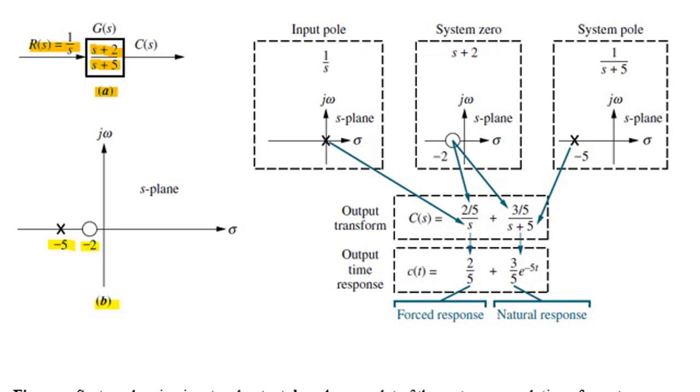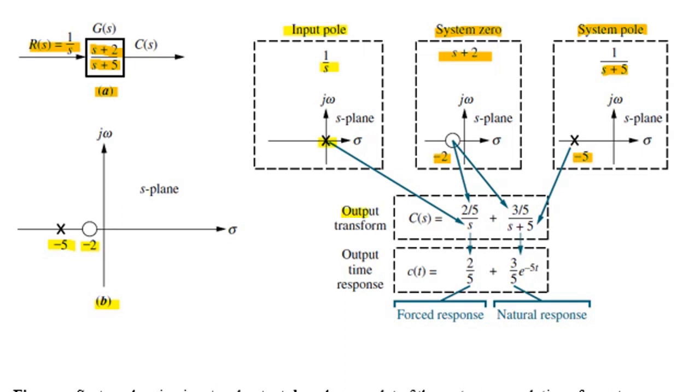Now if you look at figure C, in this we have 3 pole-zero plots. The first plot represents the pole of the input, which is at the origin. The second plot represents the zero of the system, which is at -2. And the last plot represents the pole of the system, which is at -5.